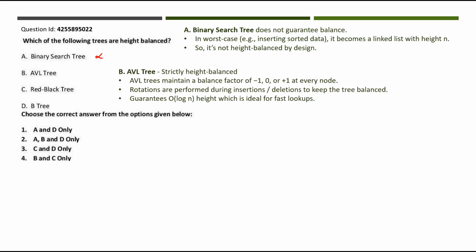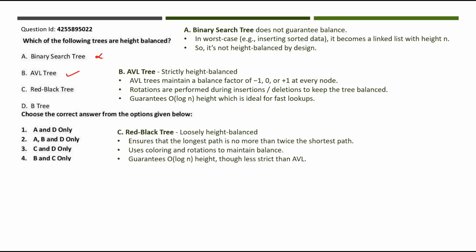Let's take AVL tree. As per our knowledge from the previous year question paper, definitely AVL tree is height balanced. So this is strictly height balanced. AVL trees maintain a balance factor of -1, 0 or +1 at every node. Rotations are performed during insertions and deletions to keep the tree balanced. This guarantees O(log n) height, which is ideal for fast lookups. Lookups means search. So definitely B is in the answer.